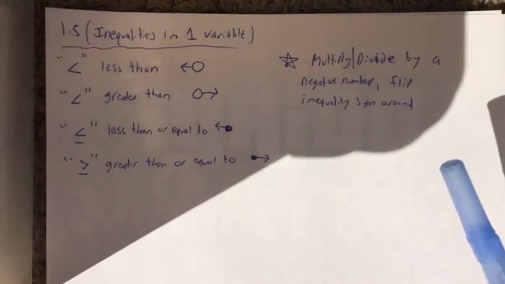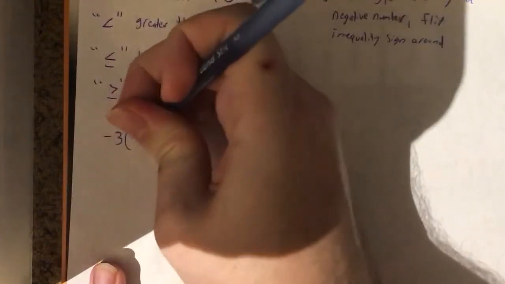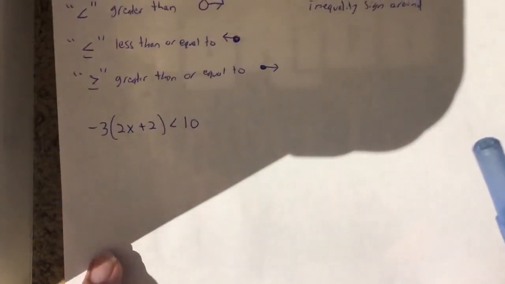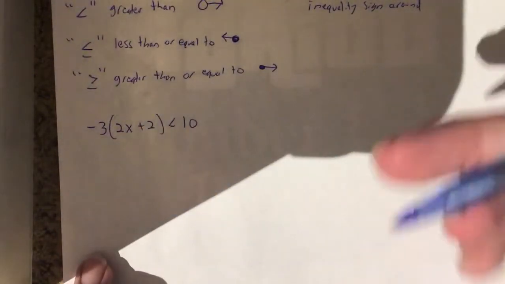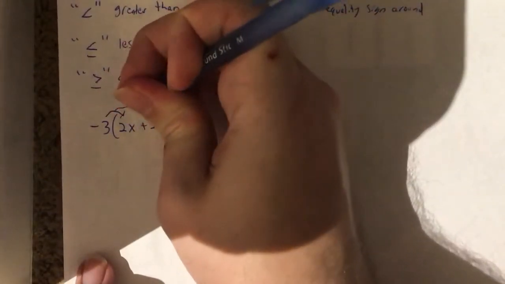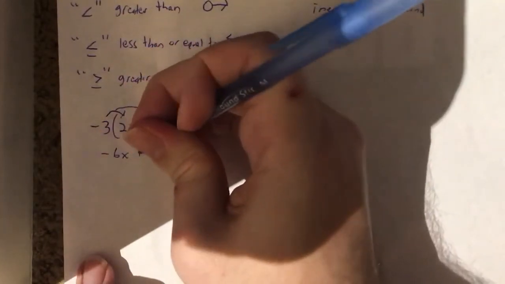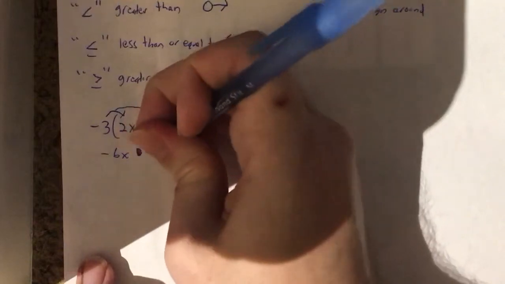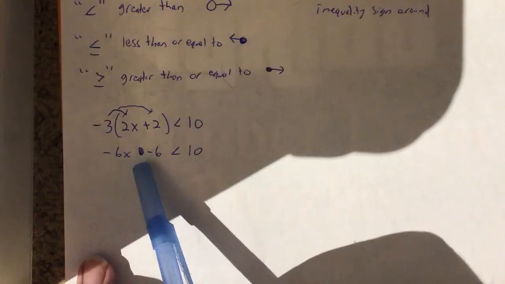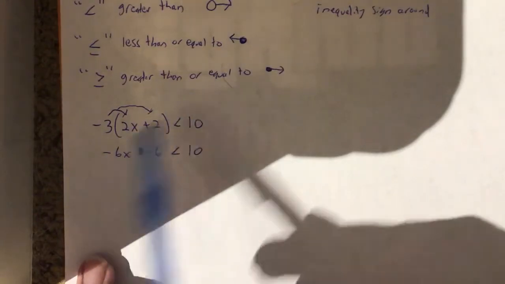Okay, so the first one we're going to talk about is negative 3 parentheses 2x plus 2 is less than 10. So we want to solve for x. So I'm going to clear the parentheses. I'm going to distribute the outside number to each piece on the inside. So it becomes negative 6x minus 6 less than 10. You can also write negative 6x plus negative 6. Not going to affect it.